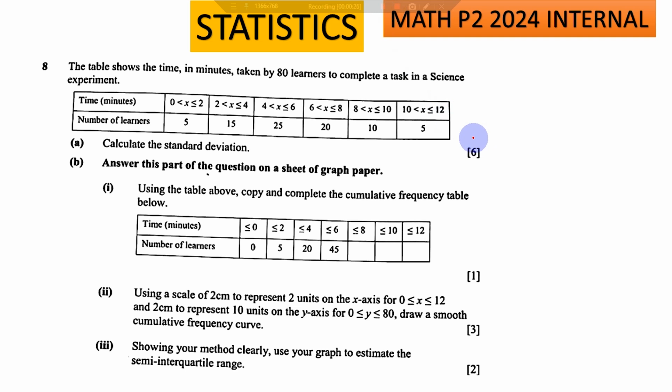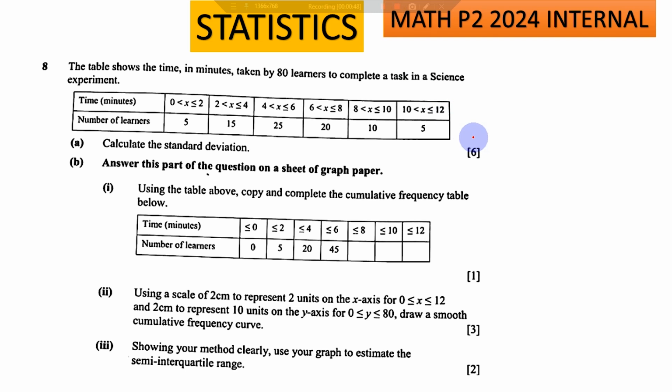Okay, so today we have a graphical question under statistics. If you haven't watched how we solved the standard deviation for the 2024 internal, I'll leave a link in the description. Please go ahead and watch the easy way to calculate the standard deviation. So today we want to draw the cumulative frequency curve.